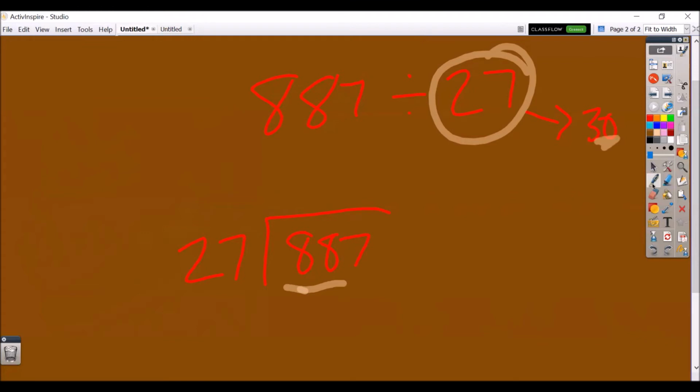Well, let's count by threes because this is 3 tens, right? So 3 tens, 3, 6, 9. Okay, we're looking at 88. And so if we're counting by 3 tens, 30, 60, 90.